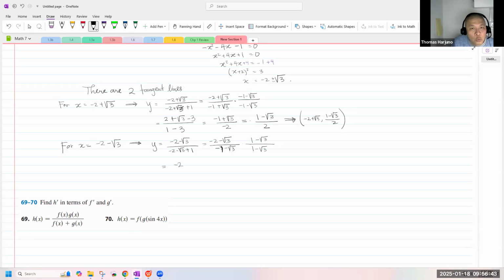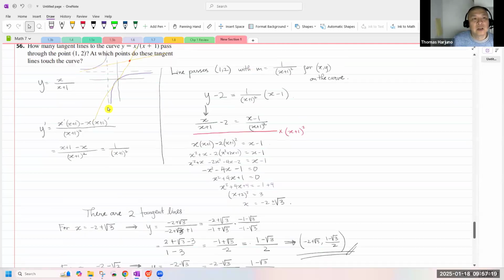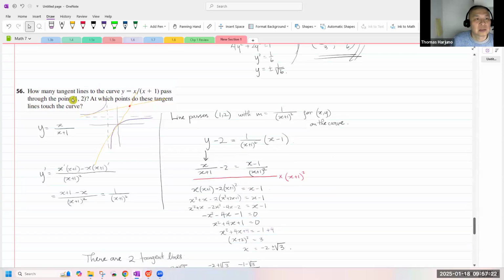So -2. 2 minus 1, so that's plus radical 3 plus 3 over, I factor the negative, so that will be 1 minus 3. So that's positive 2 at the bottom, and the top I get 1 plus radical 3. So that corresponds to -2 minus radical 3 and 1 plus radical 3 over 2. Those are the two coordinates on the curve at which the tangent line will pass 1, 2.